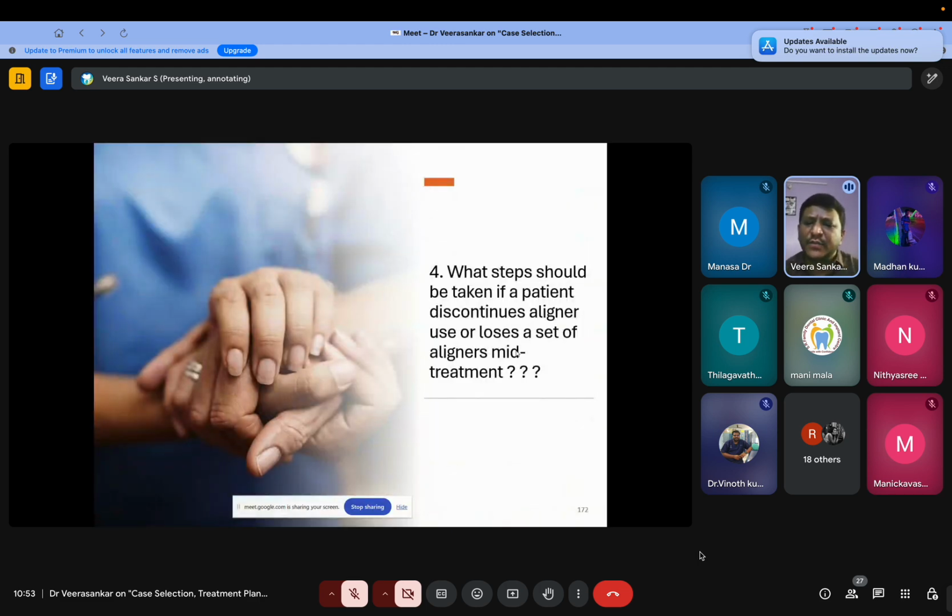So what steps should be taken if a patient discontinues aligner use or loses a set of aligners mid-treatment? If the patient discontinues the aligners, we have to insist they continue with the aligner from the previous set, or whichever set suits. And if the patient lost the aligner, you can ask the lab to fabricate that particular aligner set alone, either 1 or 2 numbers. We can tell them to refabricate that particular aligner. That is actually chargeable.